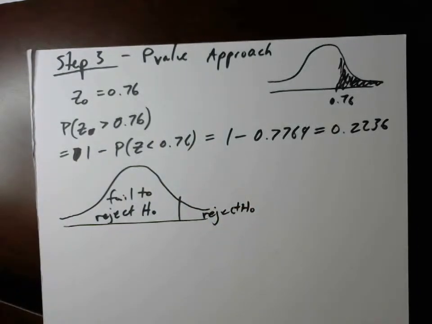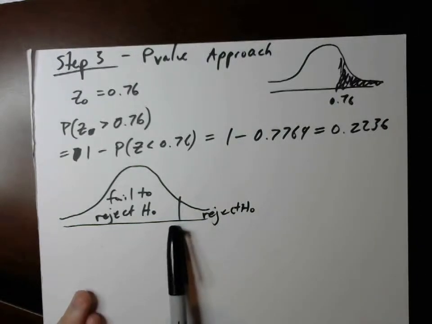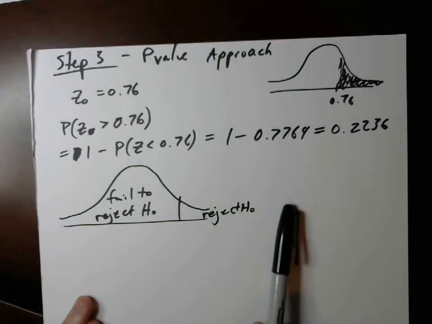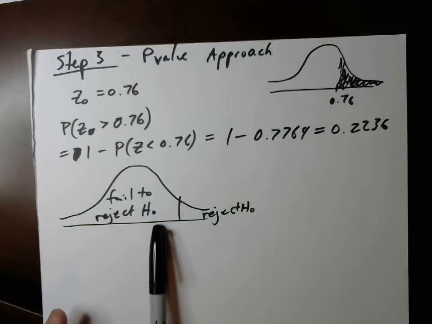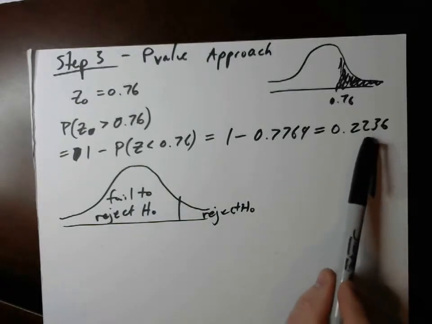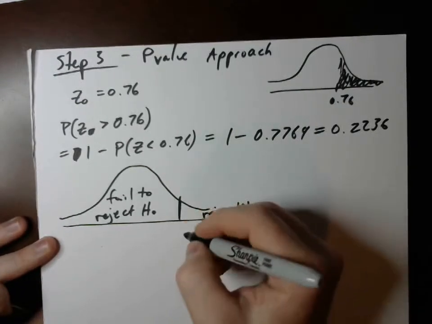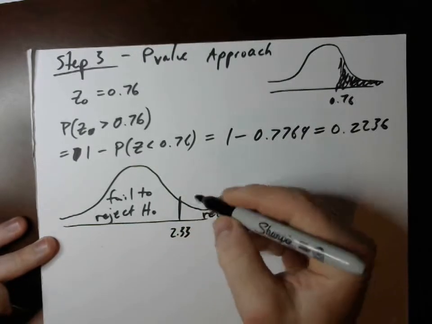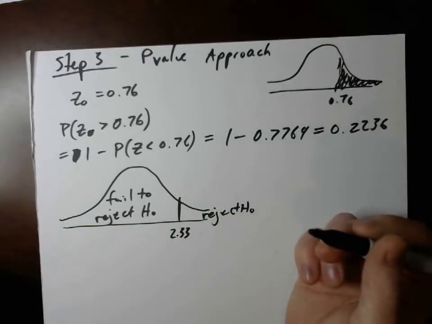So keeping that same idea from the classical approach, in the p-value approach, if the z naught is further to the left, that means your p-value is increasing, because the area to the right increases as we move z naught to the left. So imagine that we have this critical value, in this case 2.33. The area to the right of 2.33 is alpha.